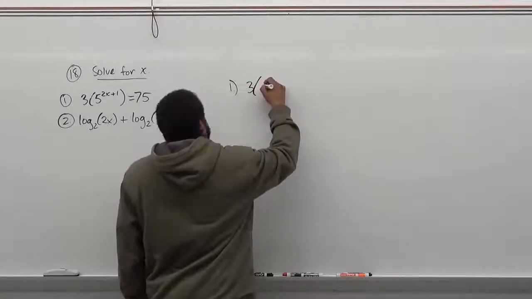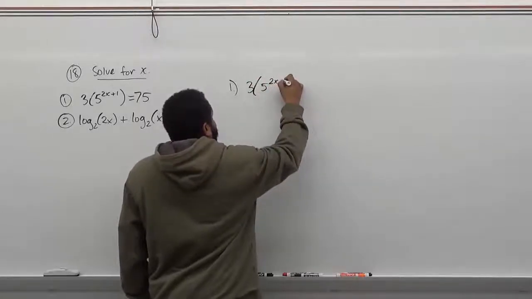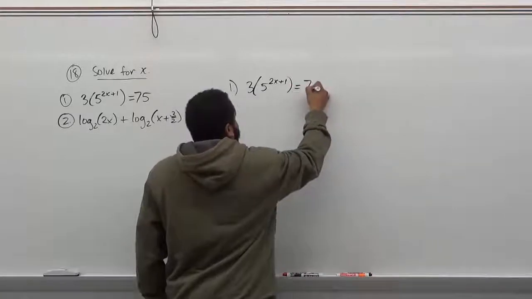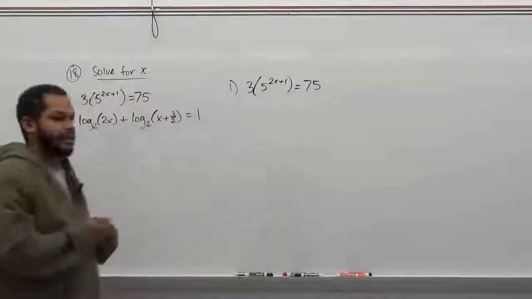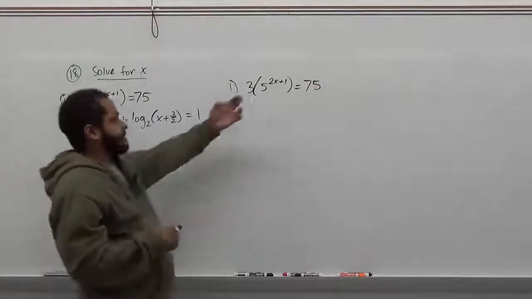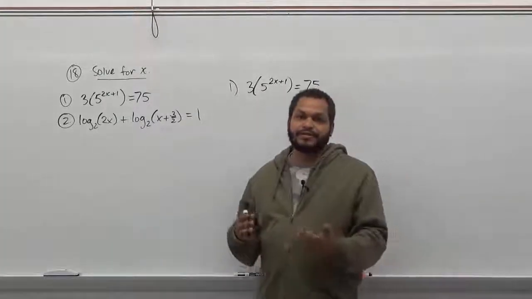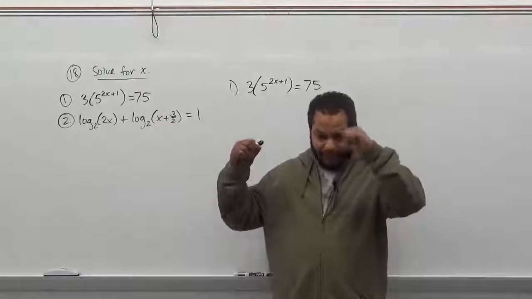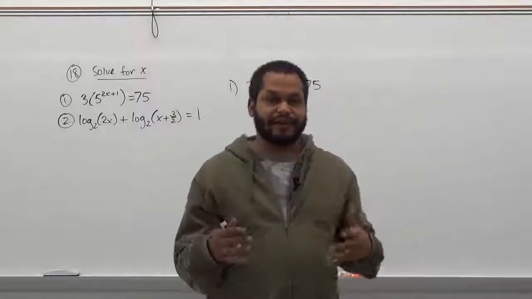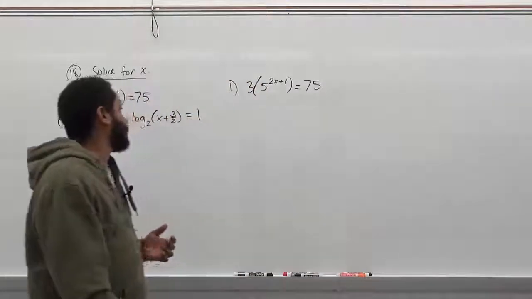We have 3 on the outside multiplying by 5 to the power of 2x plus 1 on the inside, which is equivalent to 75. Now here we have a number with a base, and for this to work we have to do what we call a one-to-one on the functions, because when they're one-to-one they have a common base, and those common bases are then evaluated. So let's take a look at the work here.